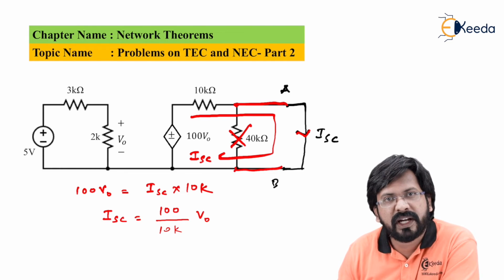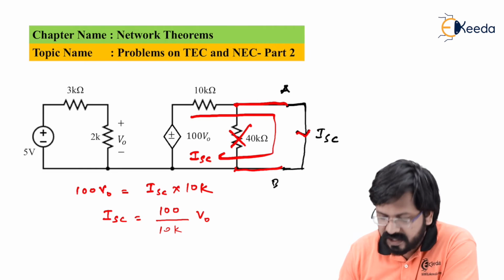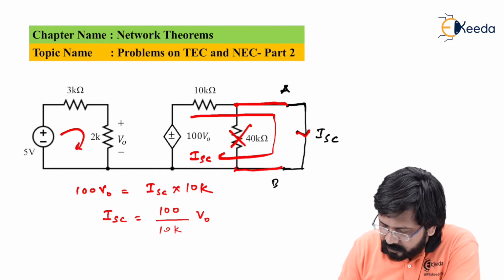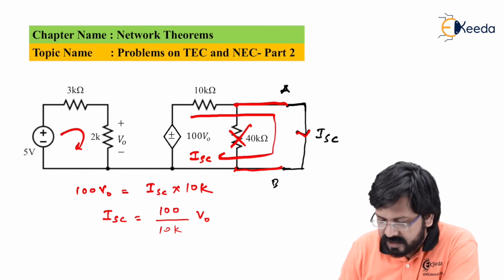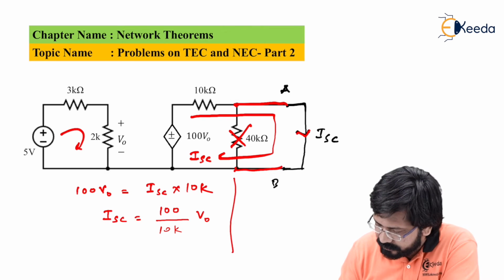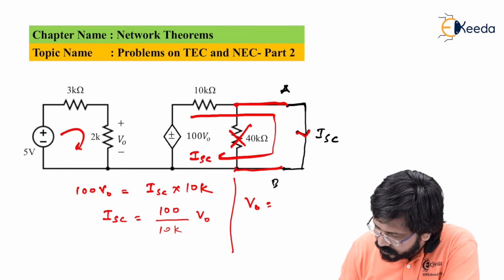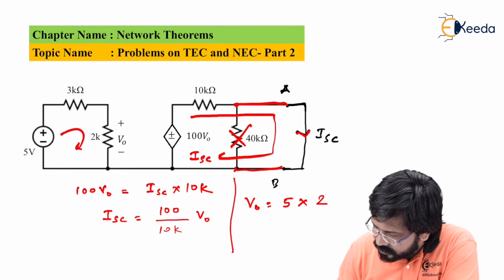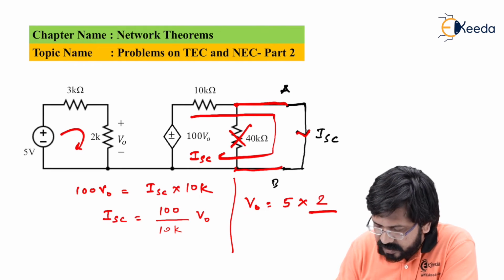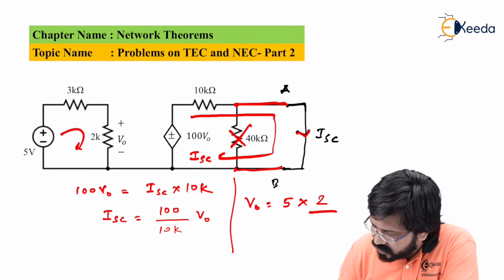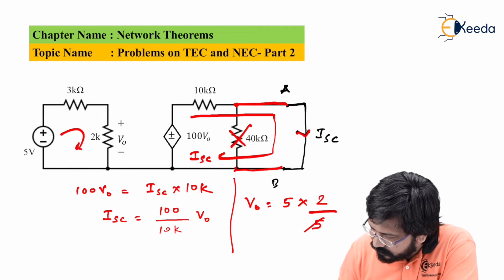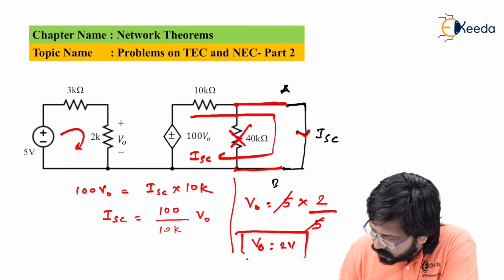And from where do I get V0? As we have seen in the last slide, V0 can be calculated from this loop by simply applying the voltage division rule. So V0 will be supply voltage 5 times, it is across 2K, divided by the addition of 2 resistances, which is 5. So 5 gets cancelled. V0 is ultimately 2 volt.